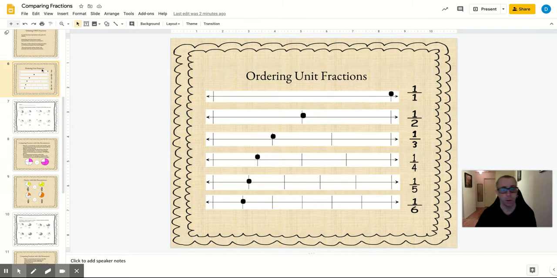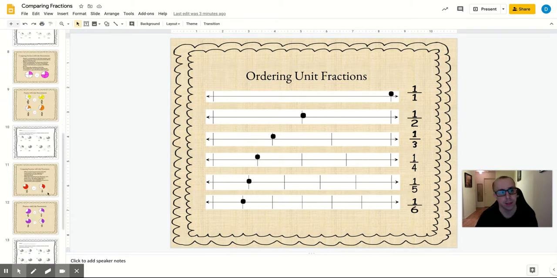And with unit fractions, this is just a great visual for you to see. As that denominator increases in size, that means we're dividing it into more parts. So of course, one of those parts is going to be different. It's the same number line divided differently.